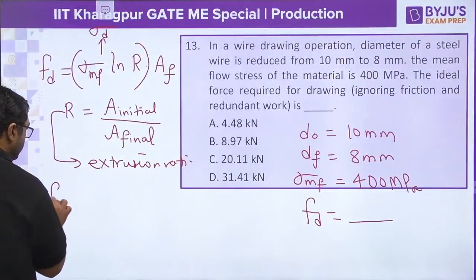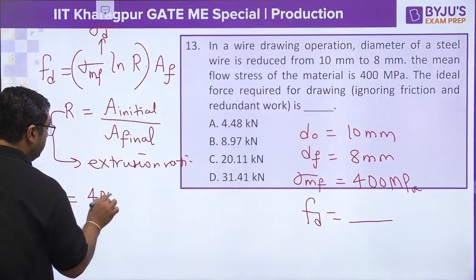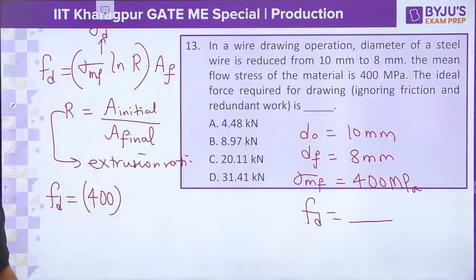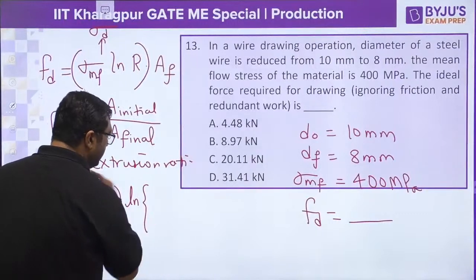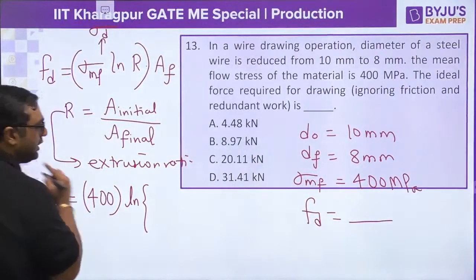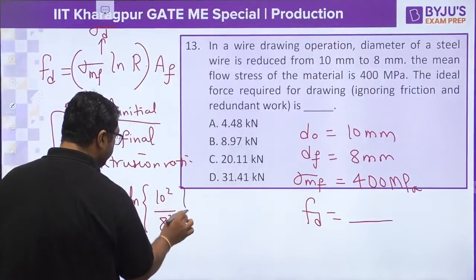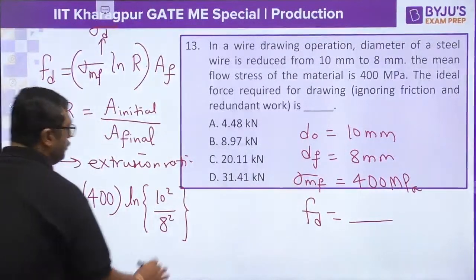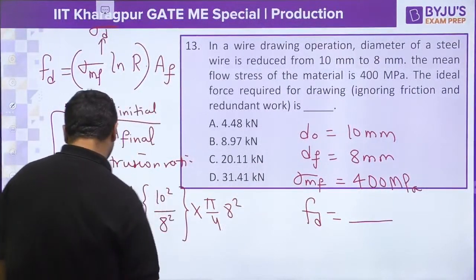So drawing force will be mean flow stress, which is 400, into ln of d initial square by d final square, 10 squared by 8 squared, into final area pi by 4 into 8 squared.